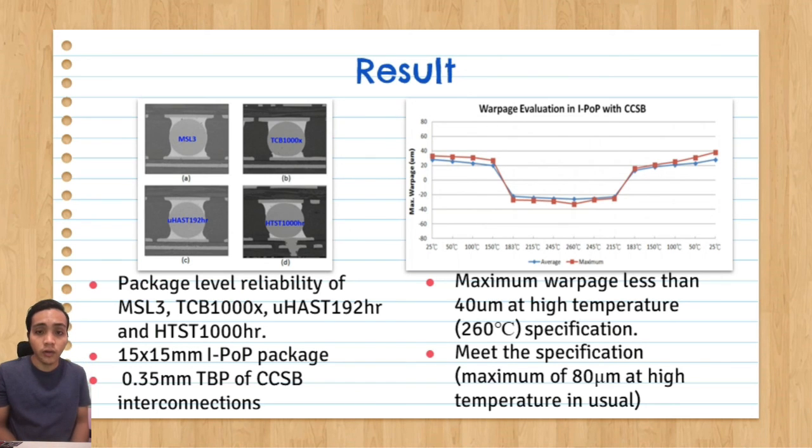Alright, now we continue to the right figure. The right figure shows us the result of warpage. As I said before, the warpage has been reduced by the top interposer substrate. The figure illustrates the corresponding maximum warpage behavior. It shows that the maximum warpage value was well controlled to be less than 40 micrometers at high temperature and meets the specification, whereas the usual maximum value for other variants of iPoP can be up to 80 micrometers at high temperature.